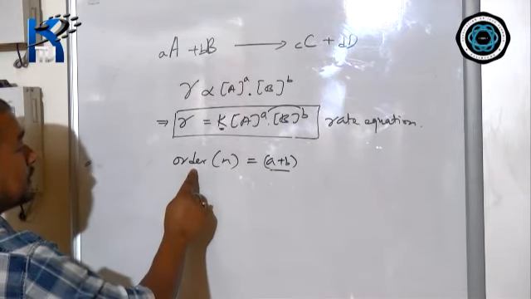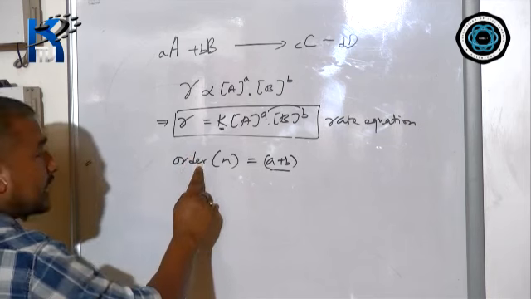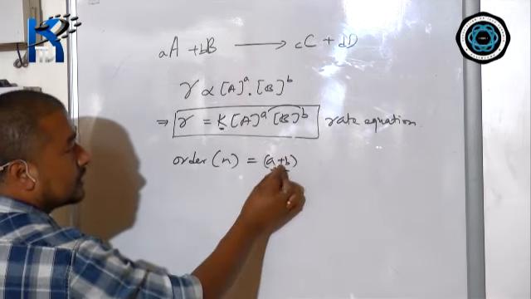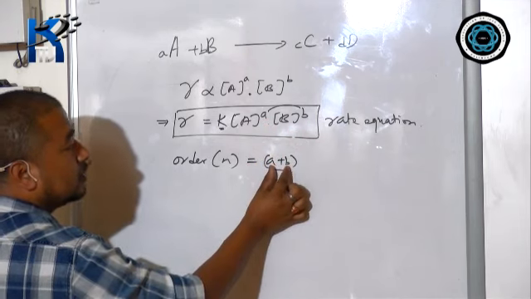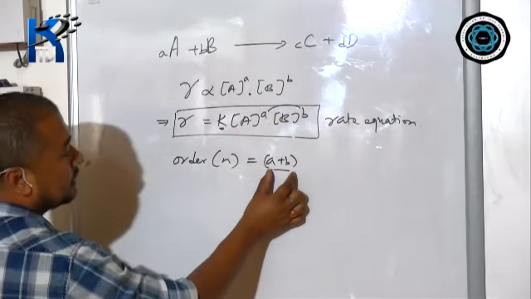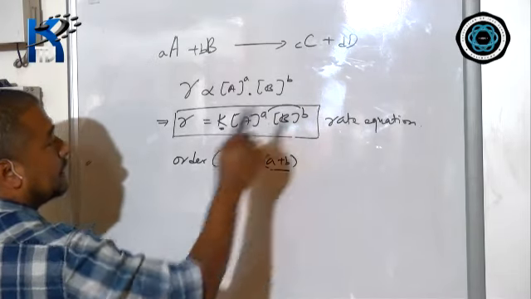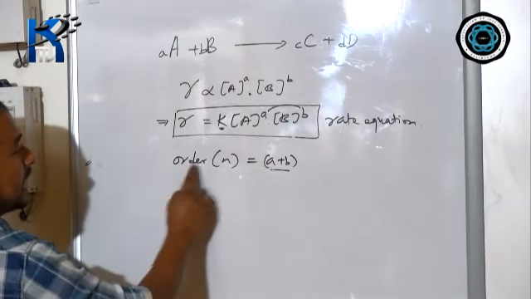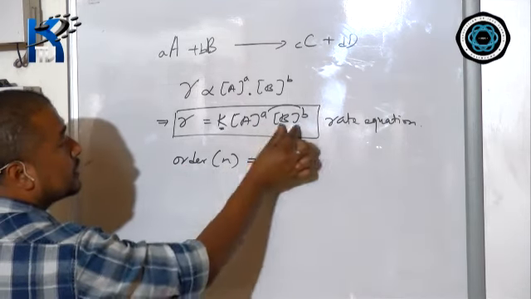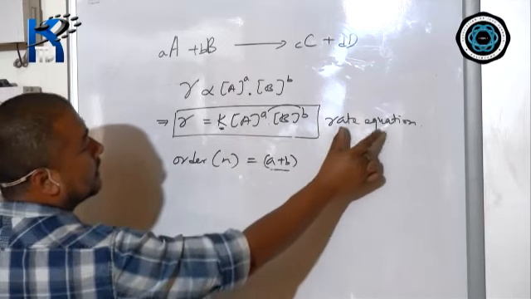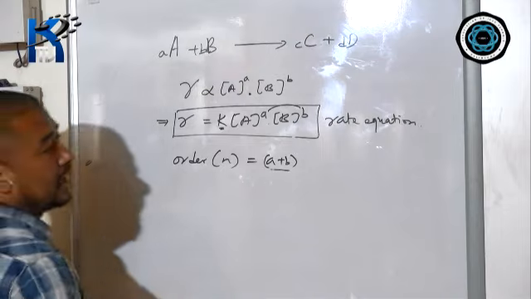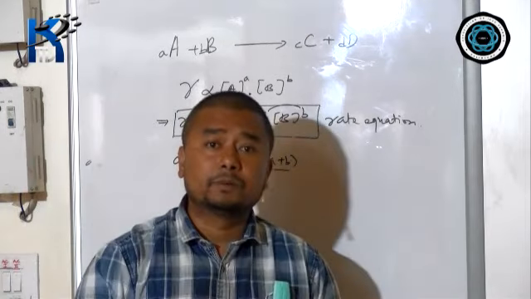So what is the definition of order then? It is defined as the sum of the powers to which molar concentrations of the reactants are raised in the rate equation. I repeat again, order is defined as the sum of the powers to which molar concentrations of the reactants are raised in the rate equation, and order is taken as an experimental value. Order is an experimental value.